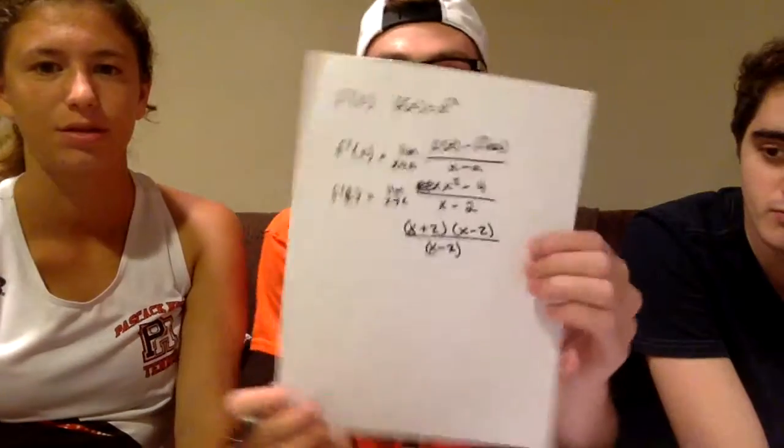And from here, we're going to cross off x minus 2 on the bottom, x minus 2 on the top. We're left with x plus 2, and plugging in x equals 2, we get 4, because we know f prime of 2 equals 4.